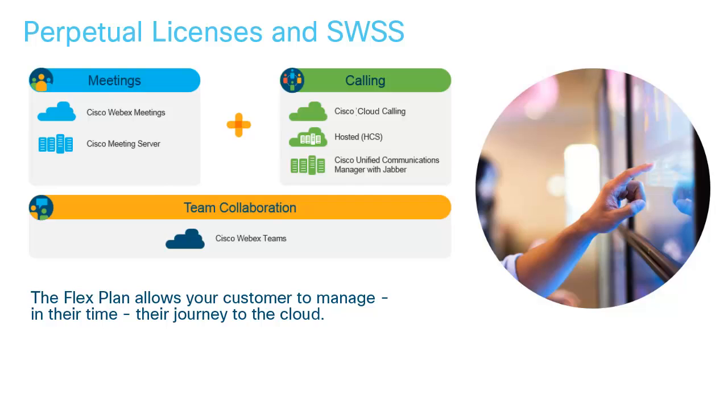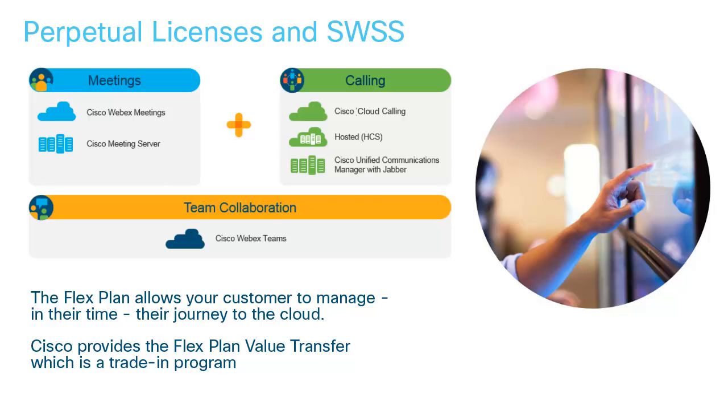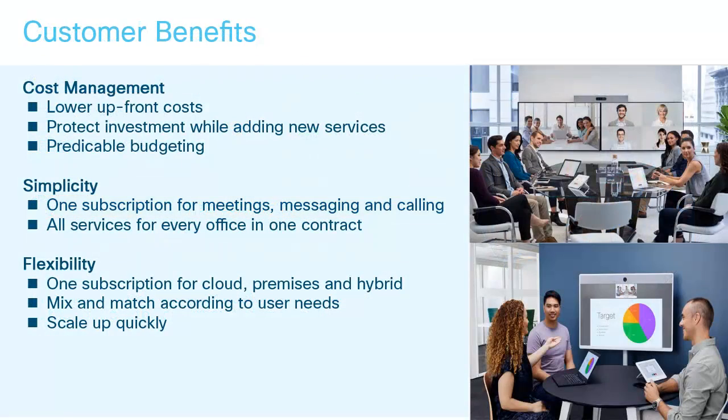As already mentioned earlier in this module, Cisco provides the Flex Plan Value Transfer, which is a trade-in program that allows the customer to trade in their existing on-premises Cisco Collaboration perpetual licenses and Cisco software support, also known as SWSS, and in some cases third-party licenses, as part of the mix. Let's summarize the value of the Collaboration Flex Plan this way. Please take a moment to review these key points.